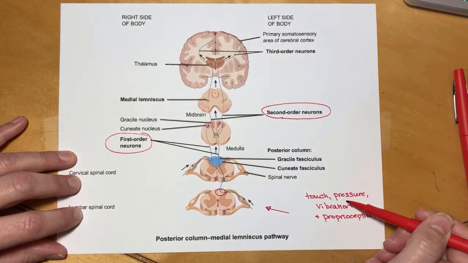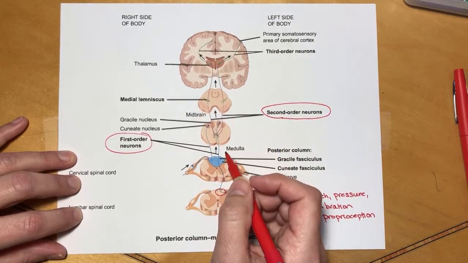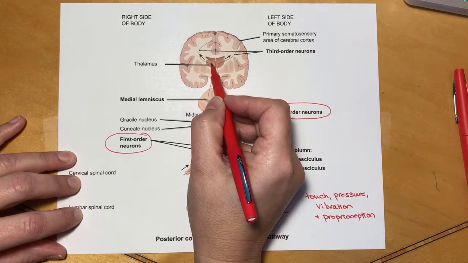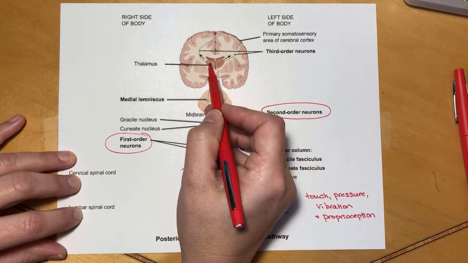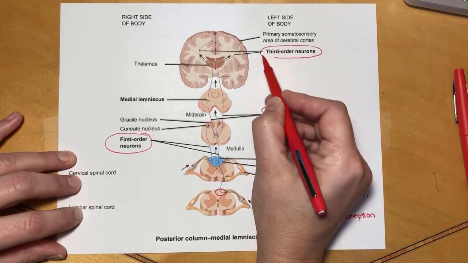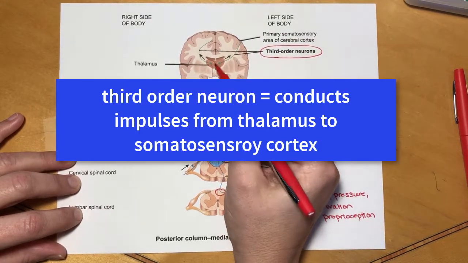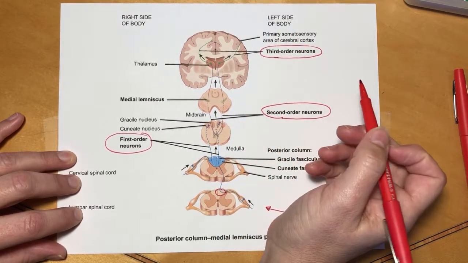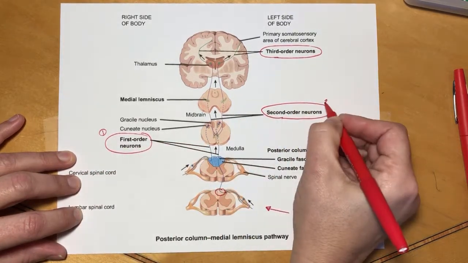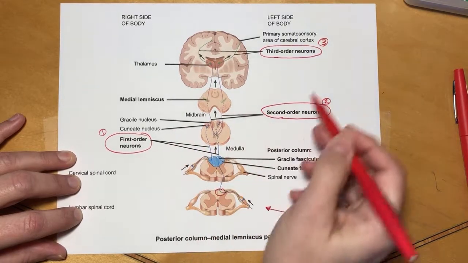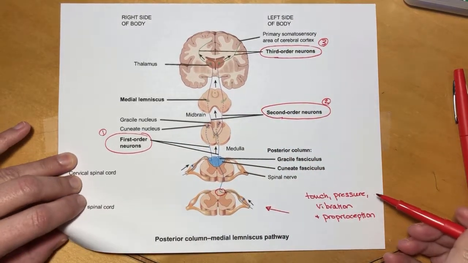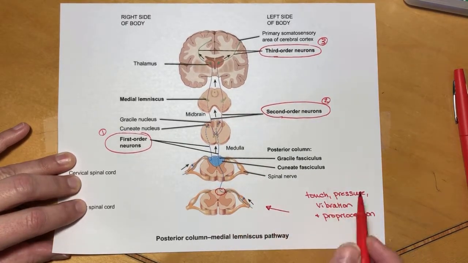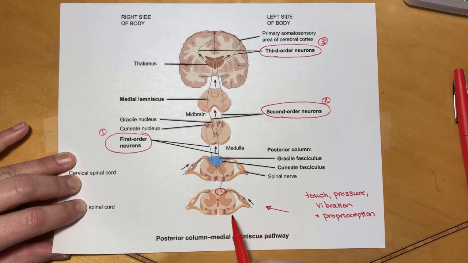The information's coming from the left side of the body, but it's actually going to go to the right side of the brain. So our second order neuron is going to come up to the thalamus, where all somatosensory information gets relayed, and we're going to synapse with our third order neuron. And a third order neuron is going to take sensory information from the thalamus to the appropriate place in the somatosensory cortex. So we have 1, 2, 3 neurons that are responsible for bringing in the information on touch, pressure, and vibration.